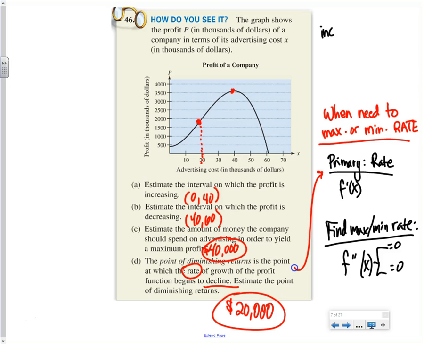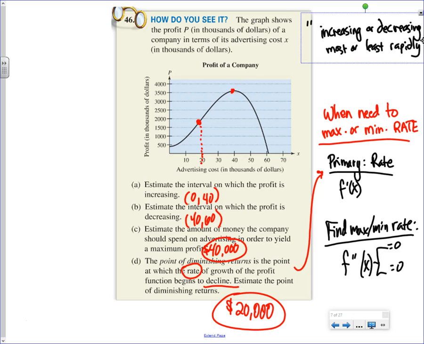It can be increasing or decreasing, most or least rapidly. That's one way that you can see it, increasing or decreasing, most or least rapidly, depends on which one.